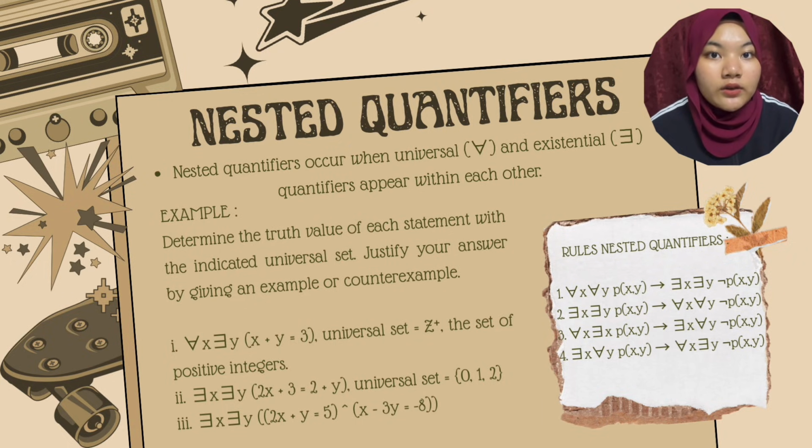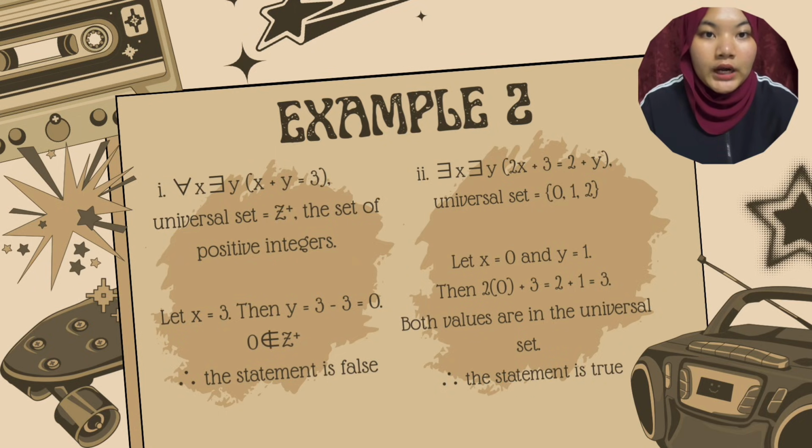When negating nested quantifiers, each quantifier must be changed to its opposite. A universal quantifier, for all, becomes an existential quantifier. An existential quantifier, there exists, becomes a universal quantifier. At the same time, the predicate inside the statement is also negated. This rule applies to all quantifiers in the statement to ensure that the truth value of the original statement is correctly reversed.